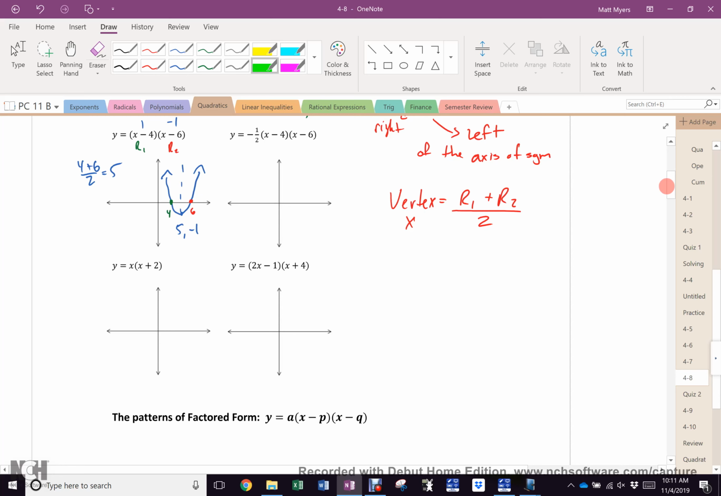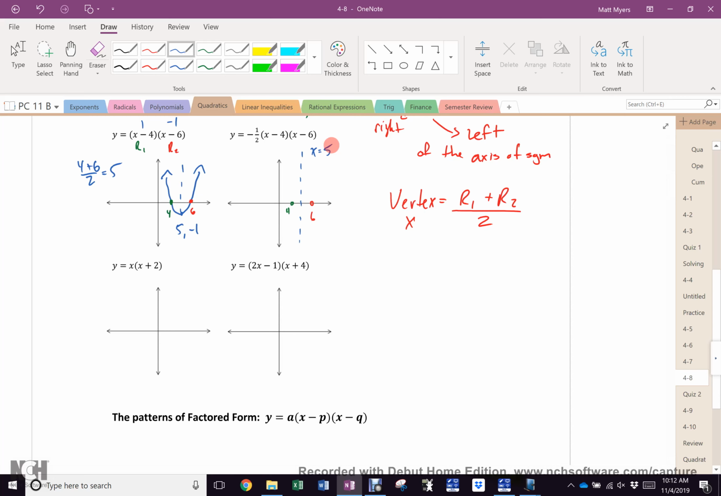While that person is gone, let's have a look at this. Nothing's really different, is it? Are our roots the same? So I'm going to use the same color. I'm going to use green, 4. I'm going to use red, 6. Is our axis of symmetry the same? What is it? X equals 5, right? Now what's changed? 2 things have changed. The stretch, and it's a sad parabola.